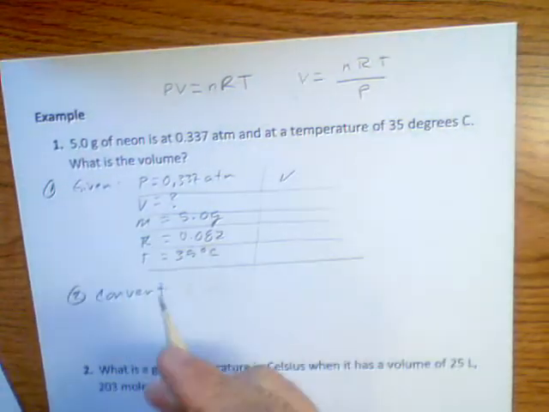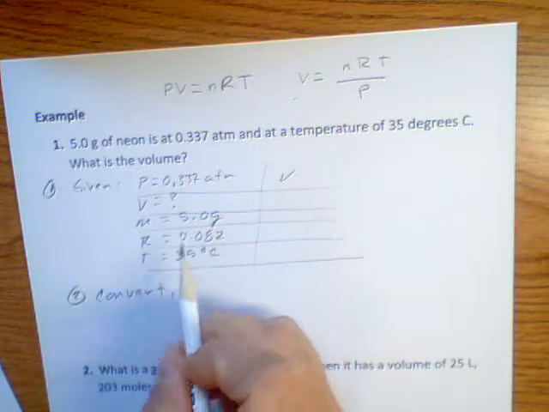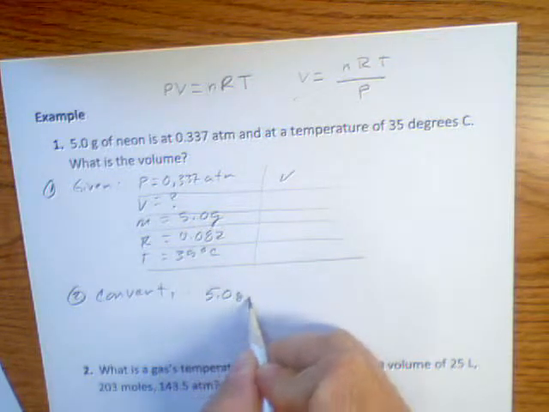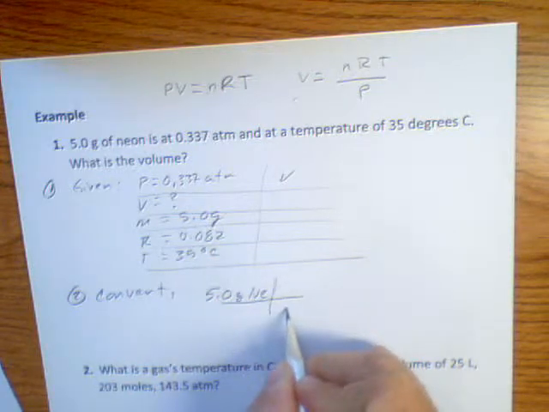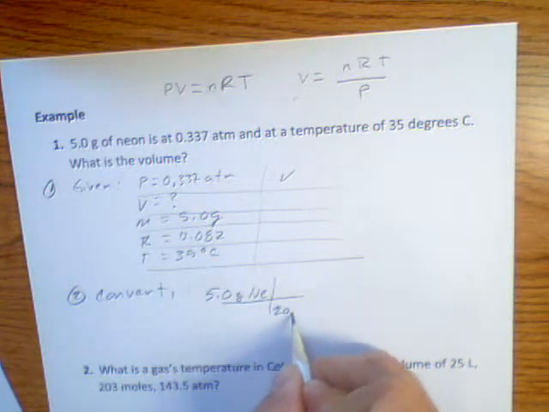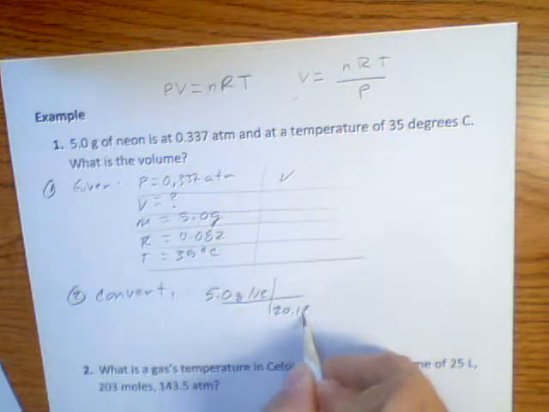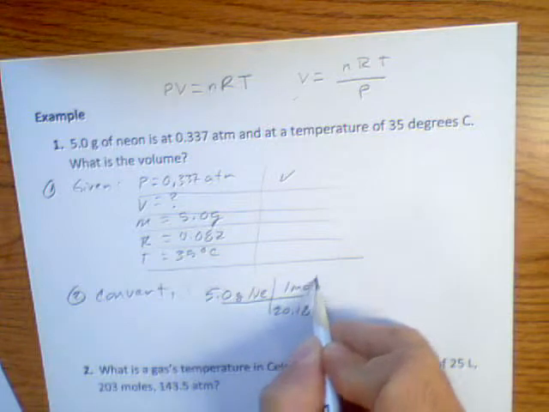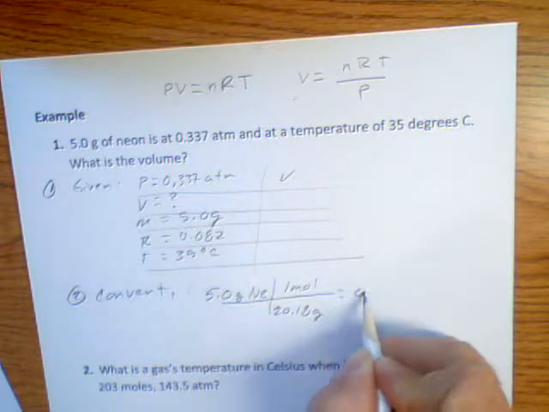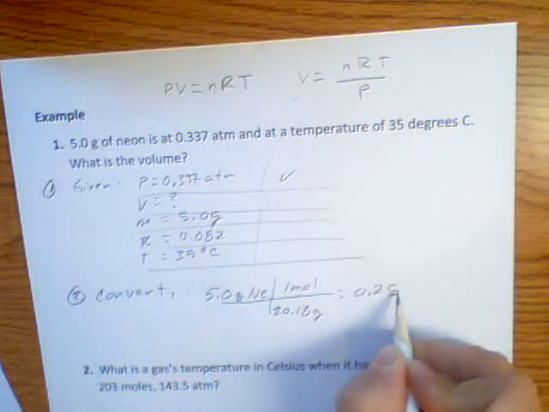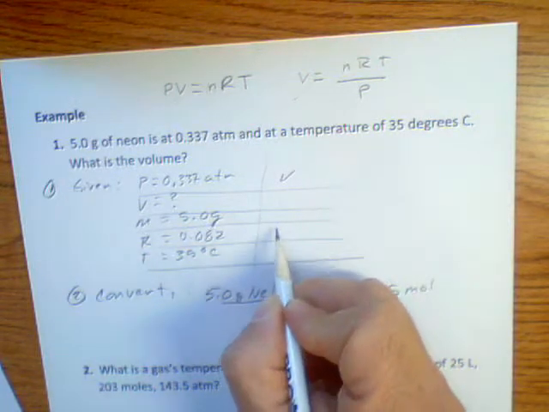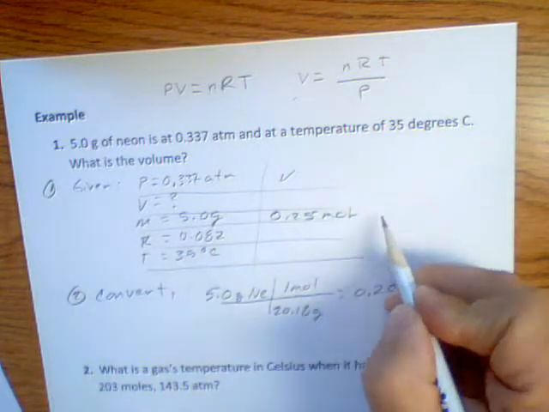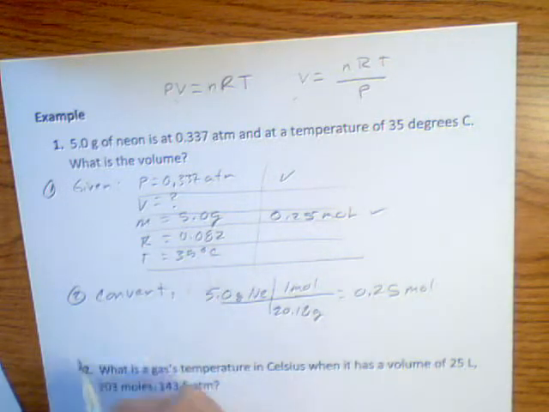So let's see here. Convert. Well, it looks like we're going to have to convert this to moles. So I'm going to take 5.0 grams of neon, and I'm going to get the gram formula mass and look that up on the periodic table. I think it's 20.18 grams per 1 mole, and that's going to give me 0.25 moles. All right. So now that we have the moles, I'll put this 0.25 moles up here and give it a tick.